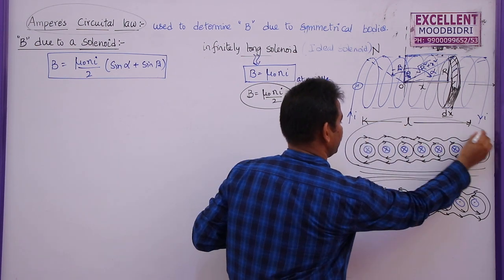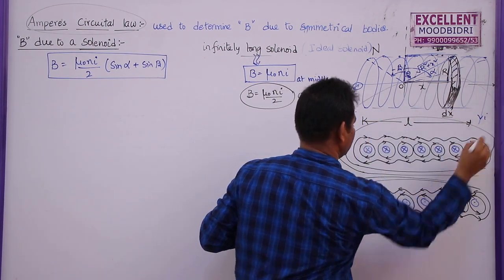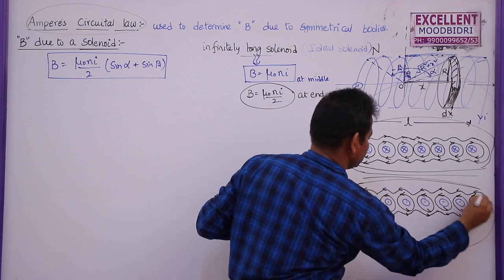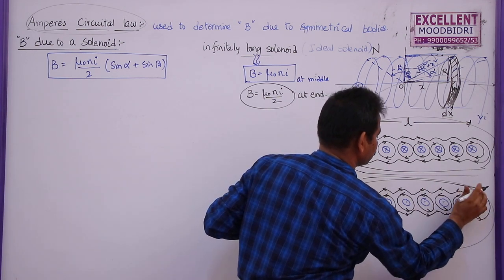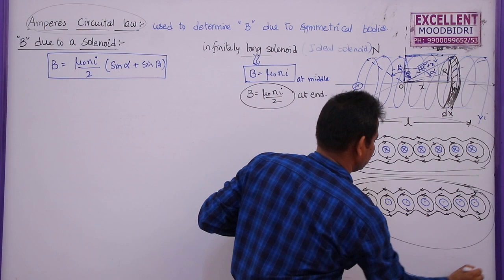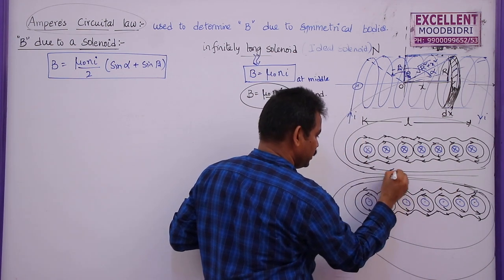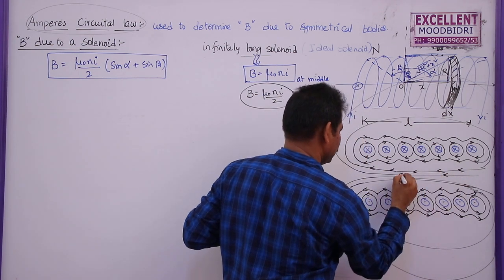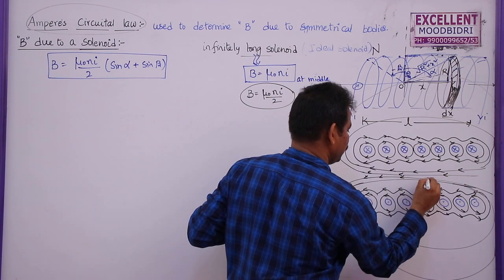So this line will be like this. This line will be like this. This line will be like this. And this line will be like this. You can see these lines are acting in this direction as indicated previously.